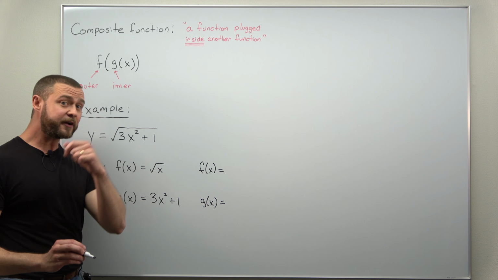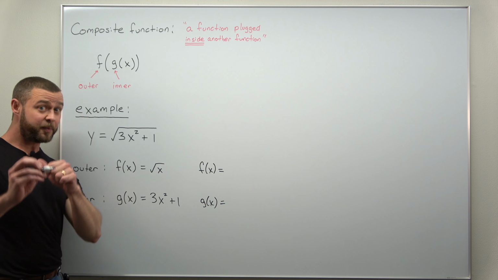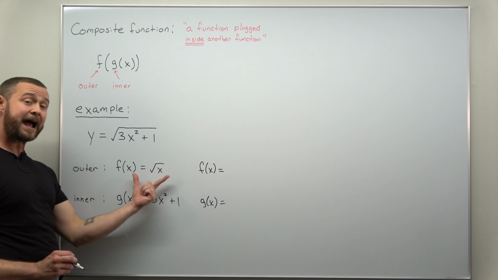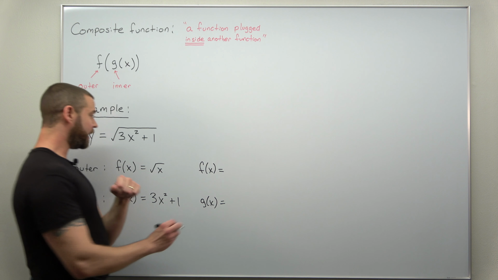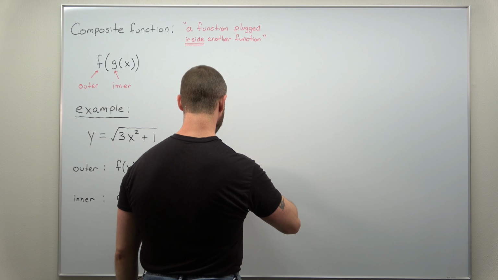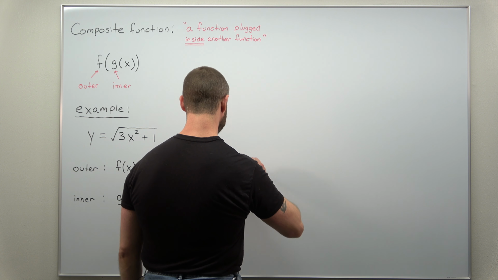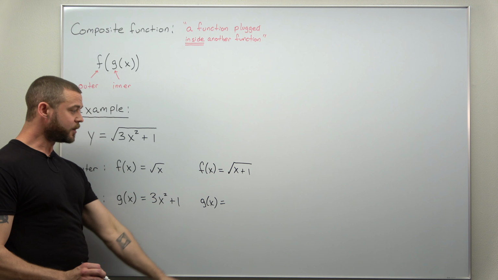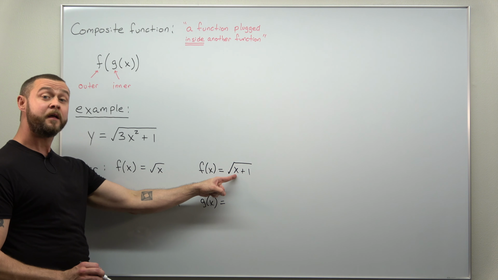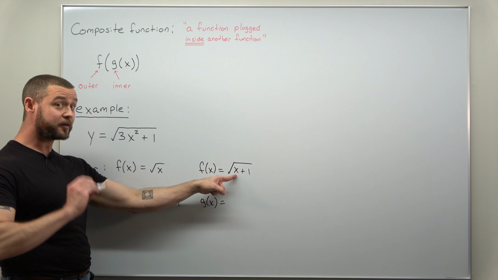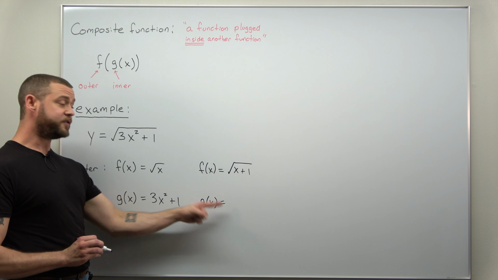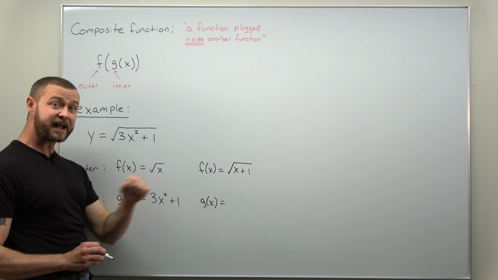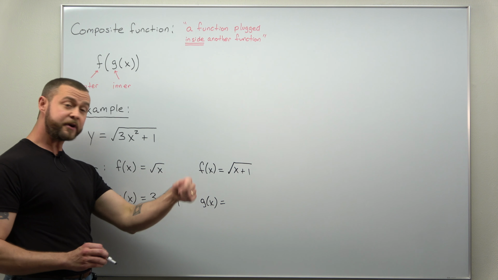Now, they're not going to be very different from this first choice, but they're technically a different pair. What we're going to do is take our outer function, and we'll take it now to be the square root of x plus 1. If you think, what would you have to plug in here for the outer function to give you our function? Well, we would have to replace that x in the outer function with 3x squared.